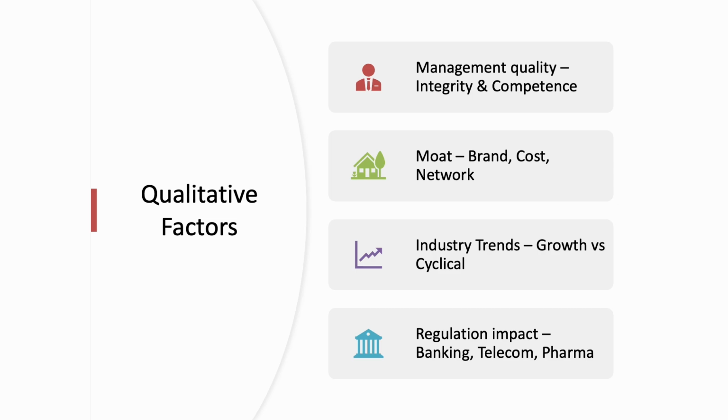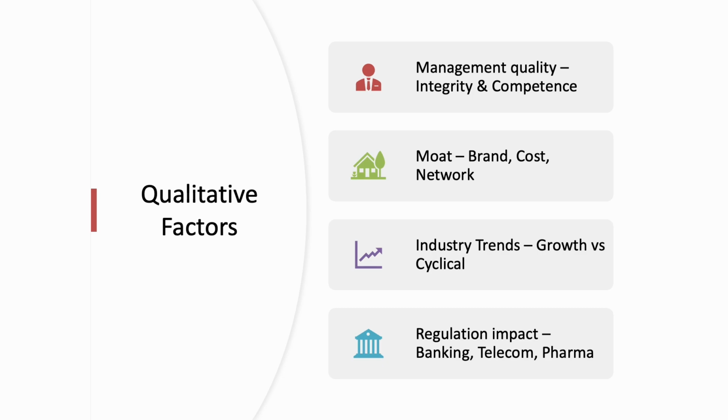How do you judge management quality? Read annual reports and look at the chairman or CEO's letter. Follow quarterly earnings calls to hear how management answers tough questions. Look for consistency between what they promise and what they deliver. So management is the driver of the car. Even the best engine or balance sheet will fail if the driver is careless or dishonest.